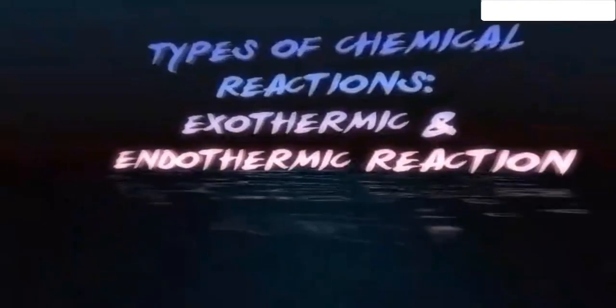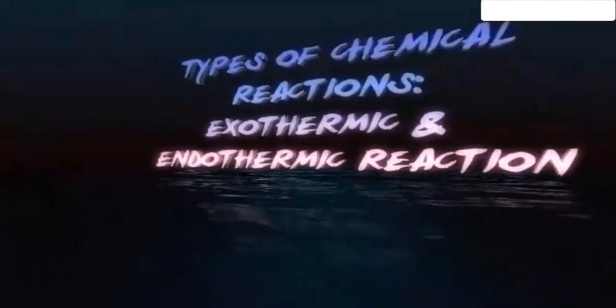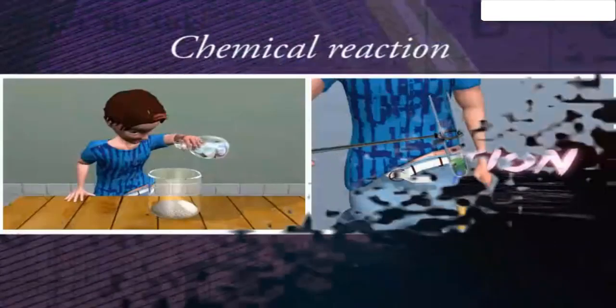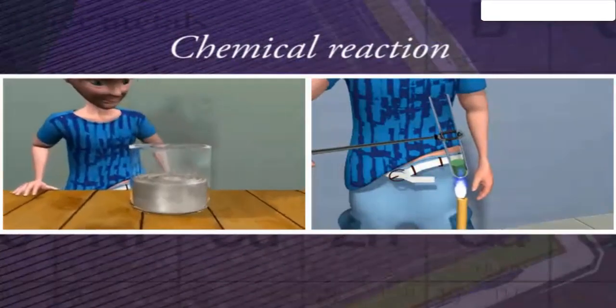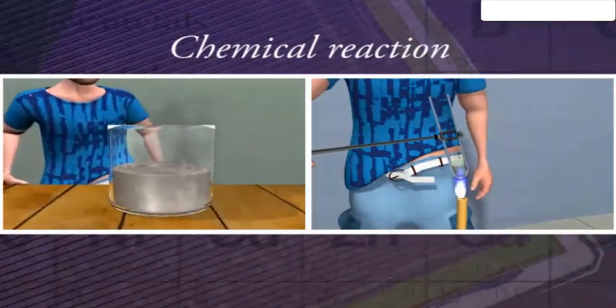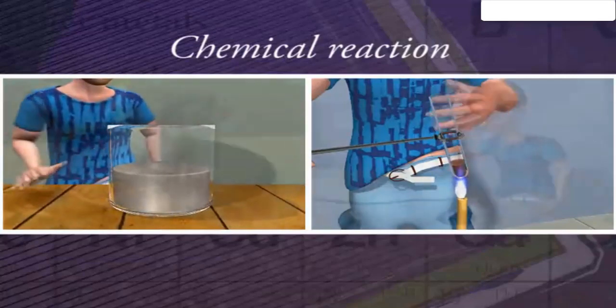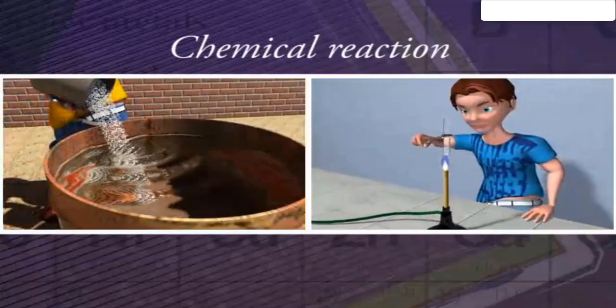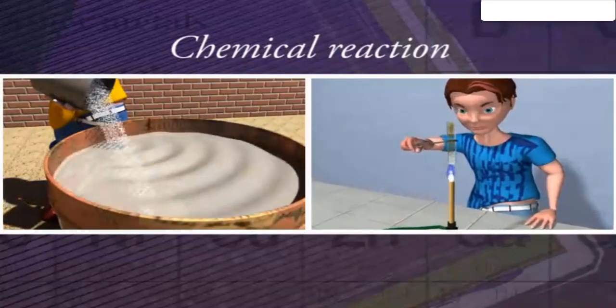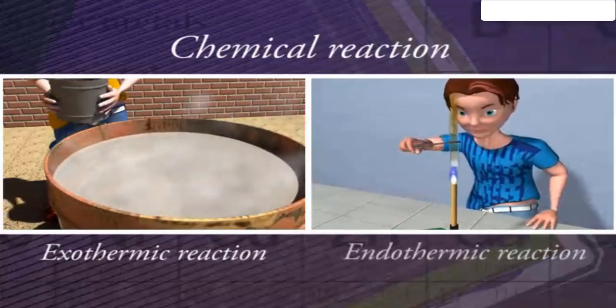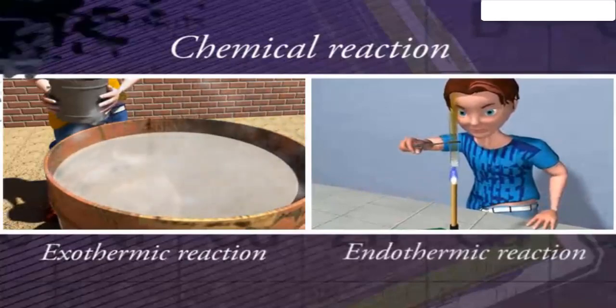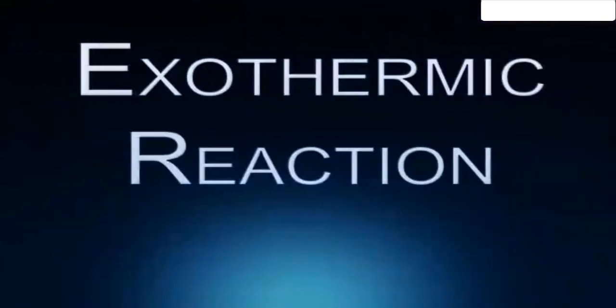Types of chemical reactions: exothermic reaction, endothermic reaction. We know that during a reaction, change of energy takes place. On the basis of energy change, chemical reactions are classified into two types: exothermic reaction, endothermic reaction. Exothermic reaction.